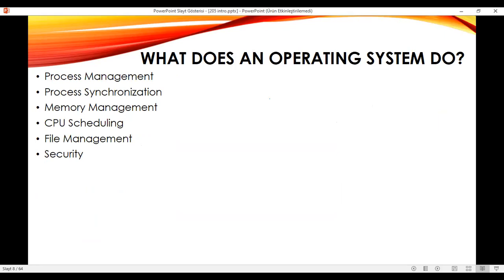What does an operating system do? In the beginning, some of these things are repeated several times. Maybe I will eliminate them later. It is taken from a resource, but it is just repeating them several times.